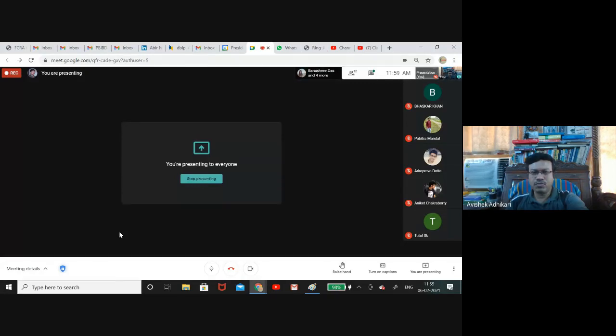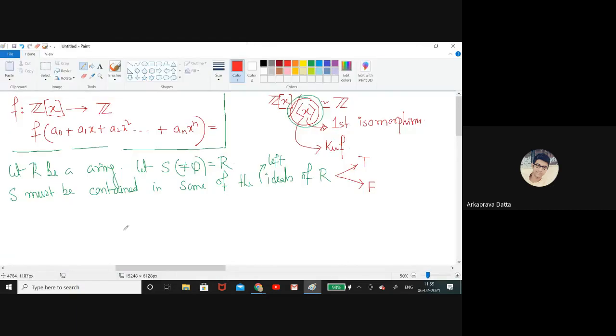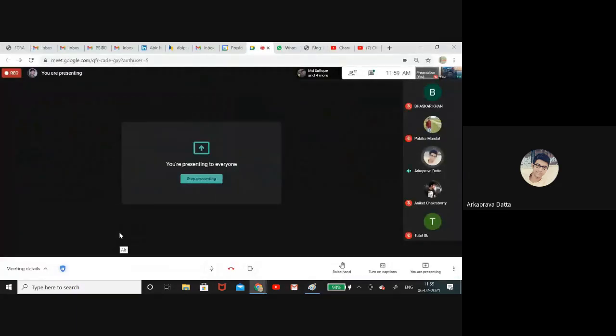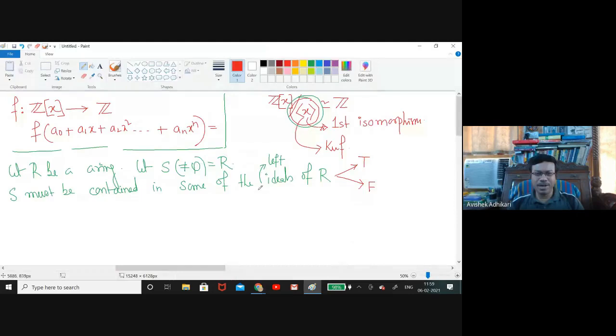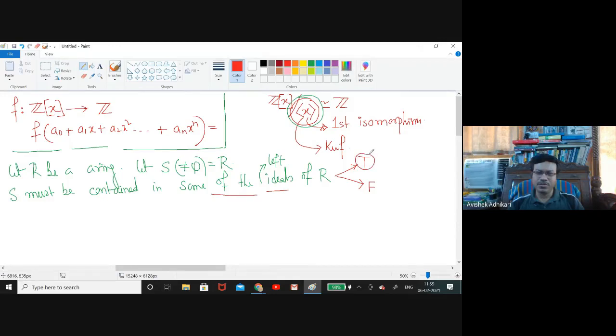Is the statement true or false? Sir, S is contained in R, but are you trying to say some proper ideals? No, no, I am just saying some ideal. Sir, S is contained in R. Exactly. So this is true because R is an ideal of R.